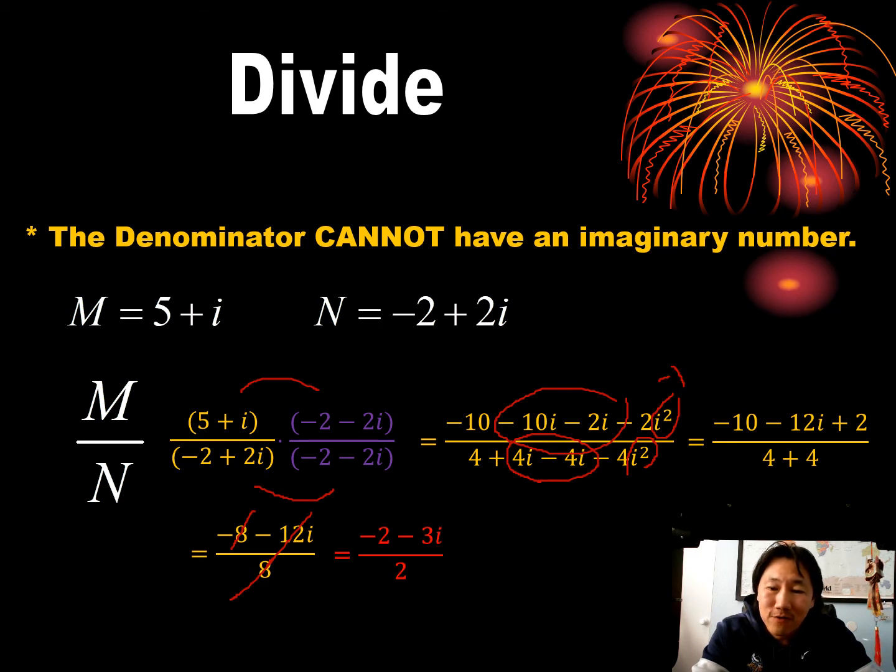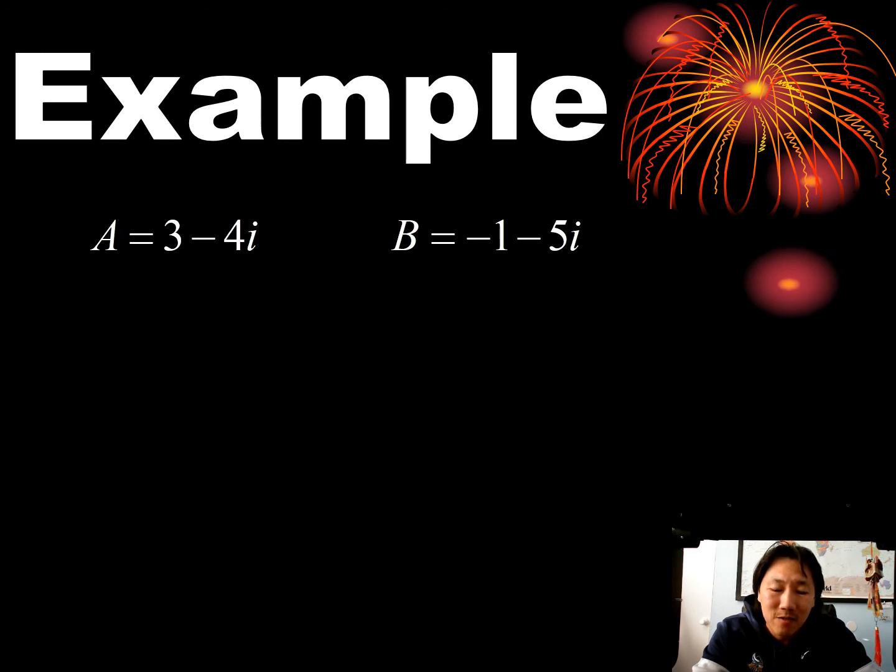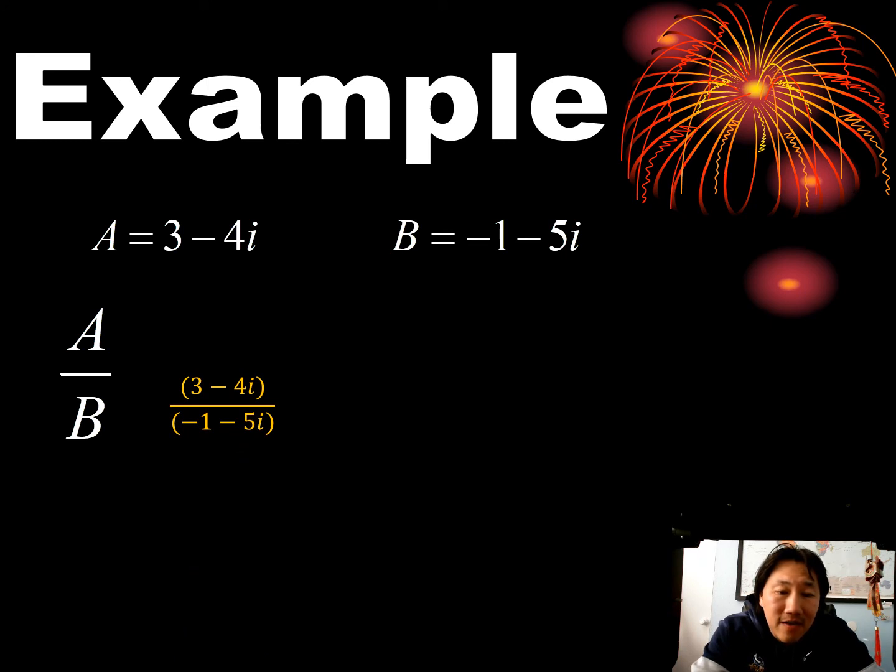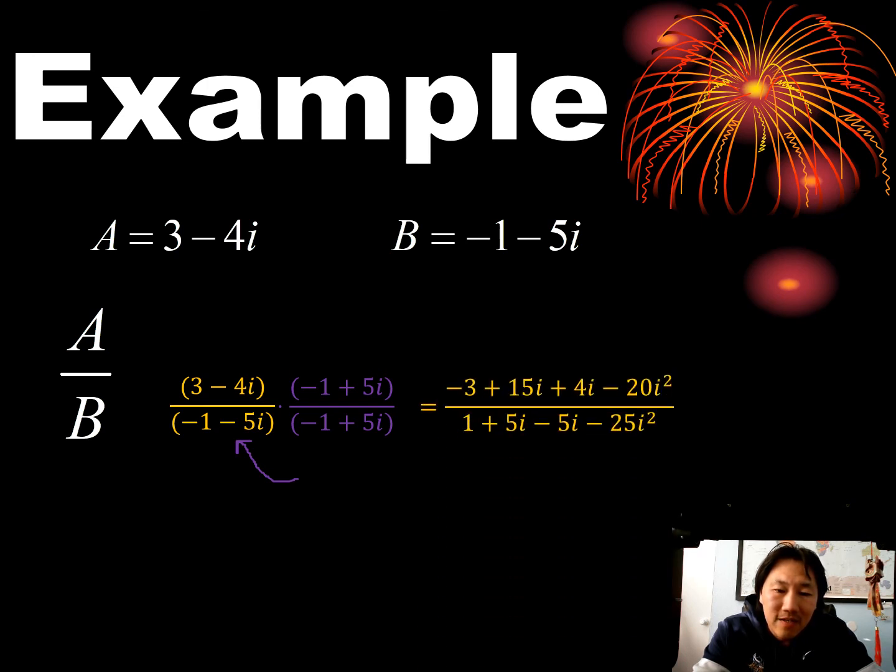Let's do one more just for fun. Here's A and here's B. Go ahead and divide them. There I have 3 minus 4i divided by -1 minus 5i. Again, we're going to multiply the top and the bottom by the conjugate of the bottom. And there it is. The conjugate of the bottom is -1 plus 5i. Okay, and if we do that, this is what you get.